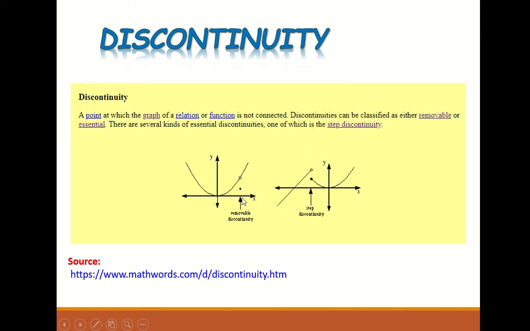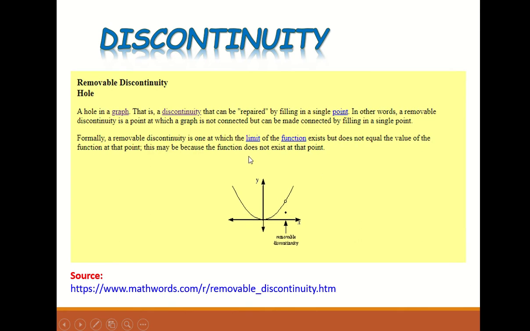And we have here what we call removable discontinuity. For more details about this, you can check the source below. When we speak of removable discontinuity, or a hole in a graph, that is a discontinuity that can be repaired. How do we repair it? By filling in a single point. In other words, a removable discontinuity is a point at which a graph is not connected but can be made connected by filling in a single point.